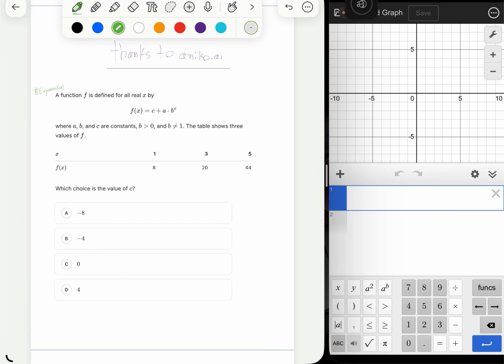Welcome back. Today, I'm going to be going over this exponential SAT question.